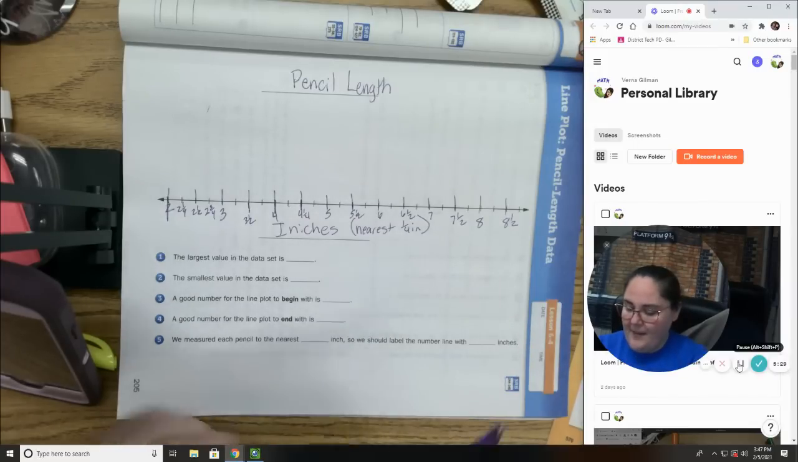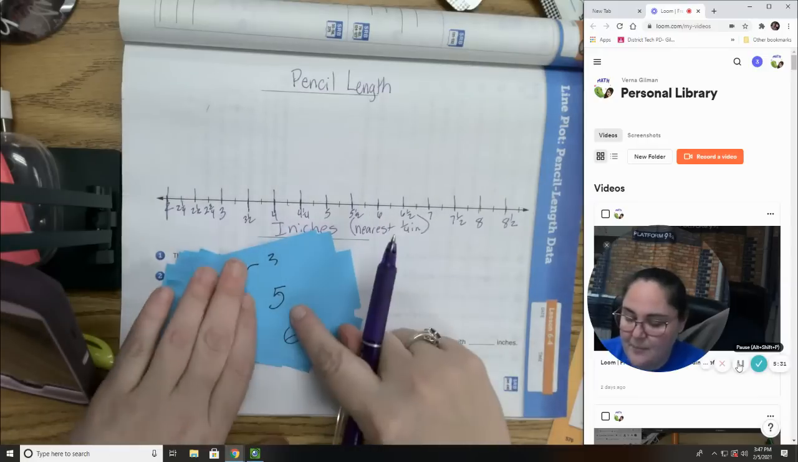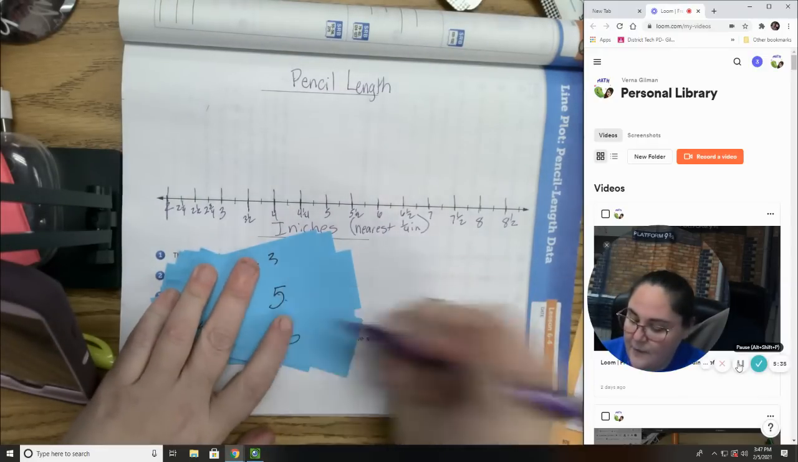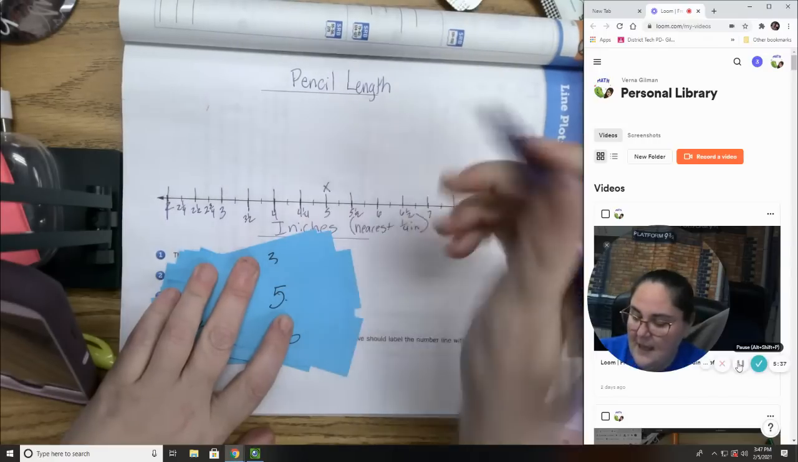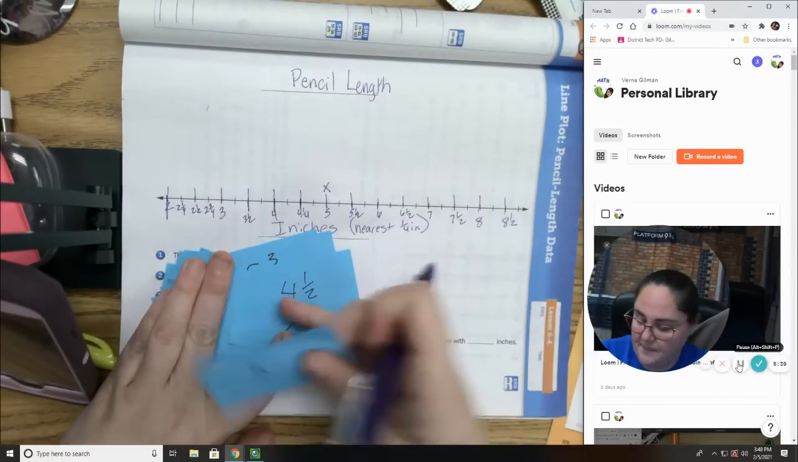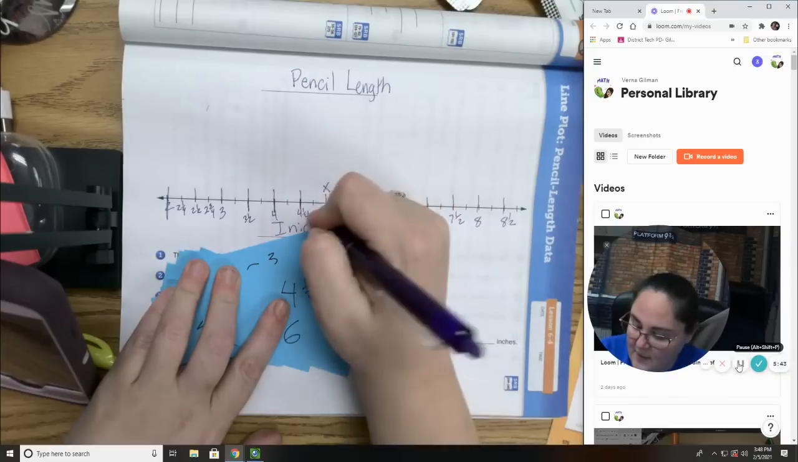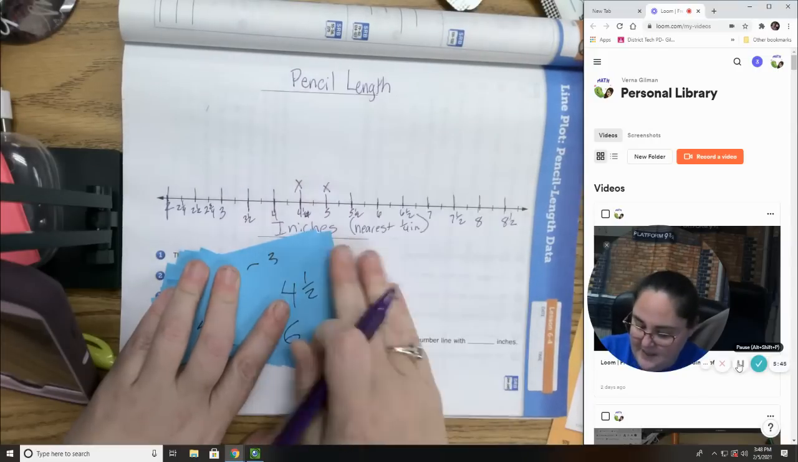So find a way that makes sure that you don't skip numbers and that you write every number, all right? So I'm going to put my little stack right here, and as soon as I mark it, I'm going to move it off to the side so I know it's done. So my first pencil was 5 inches. I'm going to put an X. 4 1/2. All right, this is 4 1/2. I'm going to put an X.